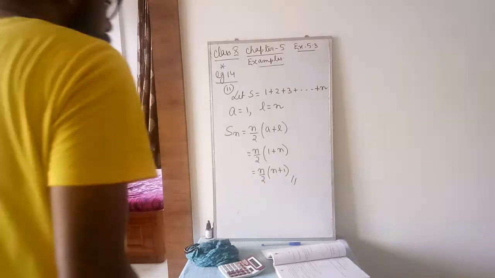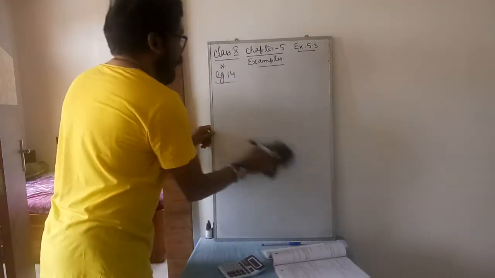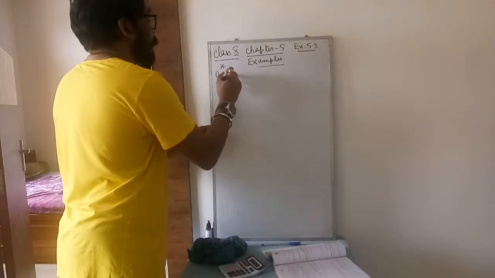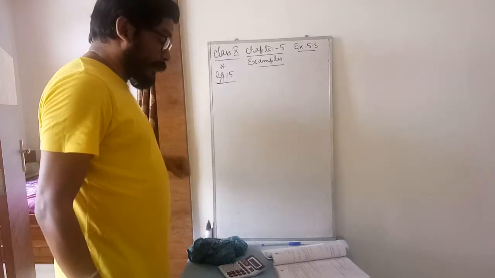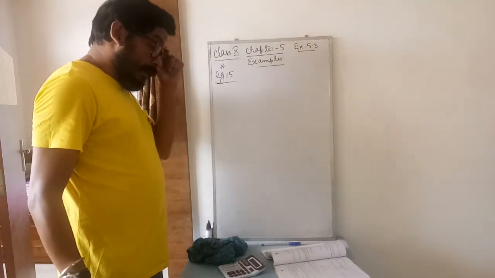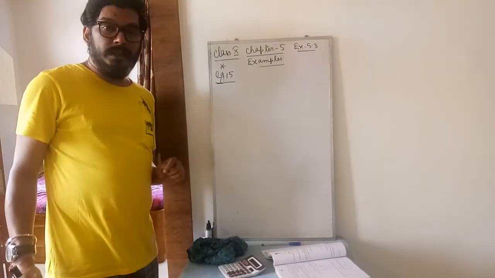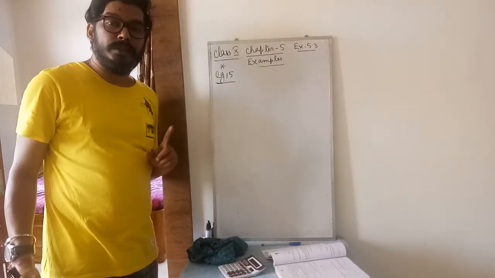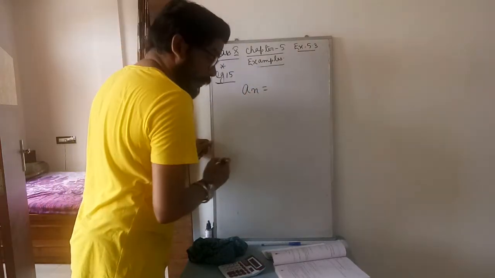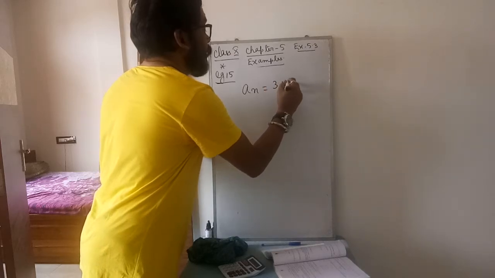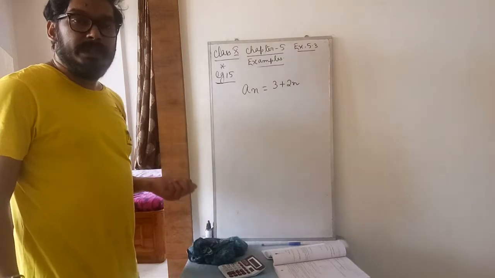Now we will go for example number 15. Examples 14, 15, 16 are very important. Example number 15, what did they say? Find the sum of first 24 terms, whose nth term is given. You have to find the sum of how many terms? 24 terms. What is the nth term given? An equals 3 plus 2n. So when you know the nth term, you can easily find the first term, second term and third term.